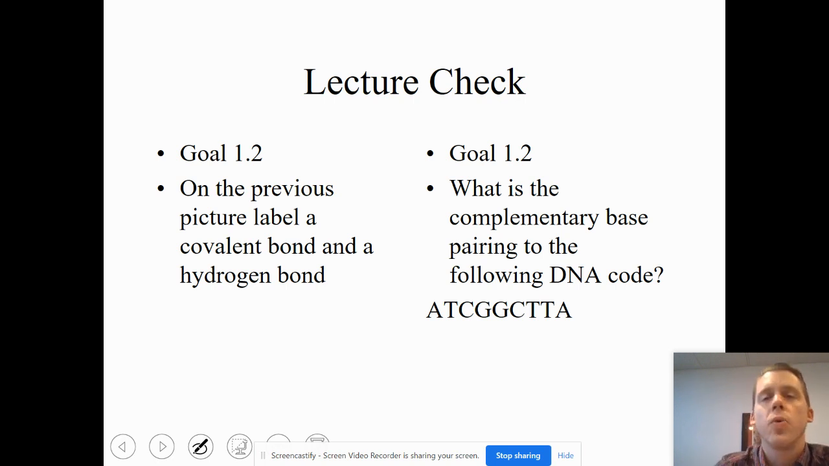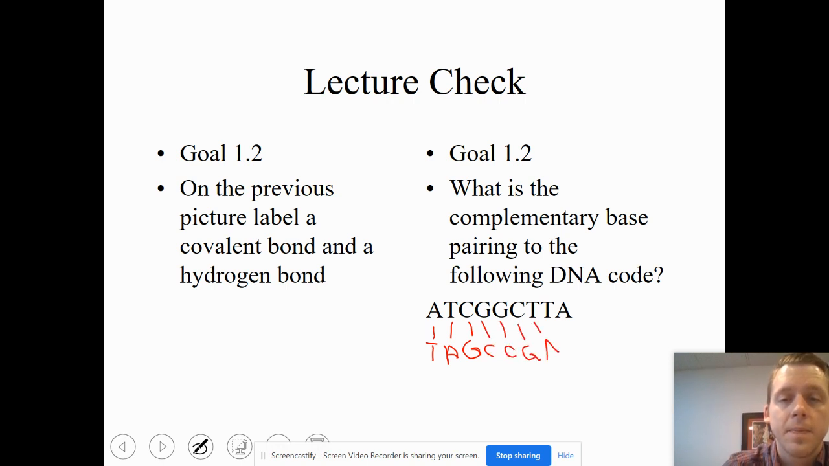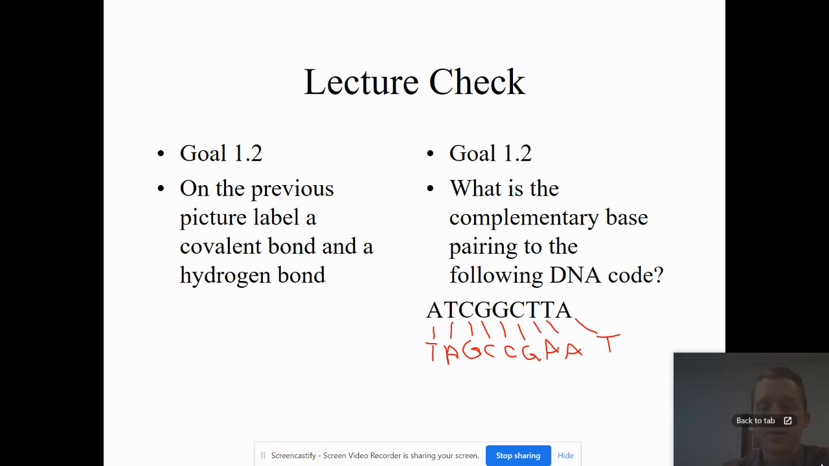And then another question, what is the complementary base pairing for the following DNA code? So this you may need to go back a few slides to remember. What you should remember is that A's are always paired with T's, and therefore T's are always paired with A's. C's are always paired with G's, and G's with C's. So that is the complementary base strand. All right, if you have any questions, let me know.